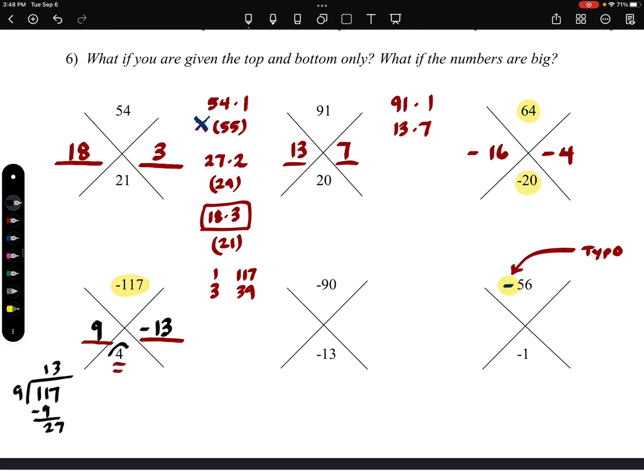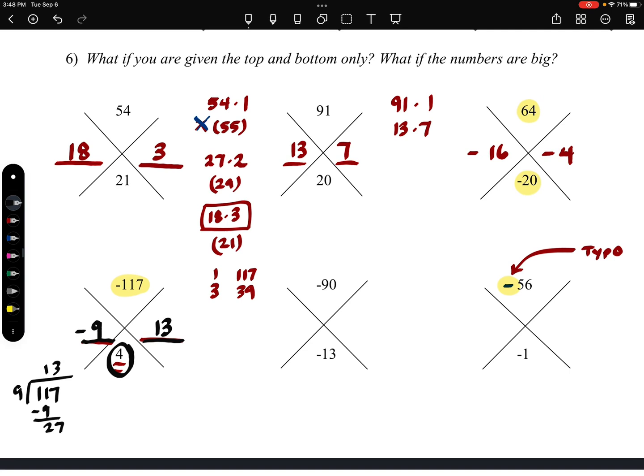Okay, so the key is in this one right here. You have to look at that 4, right? We have 4 positives, which means we need to have more positives than negatives. So we can't have this one be negative. We want that one to be positive, and we want that 9 to be negative. So there is our answer, negative 9 and positive 13. Okay, so I'm just trying to show you different approaches if you're hung up on these.